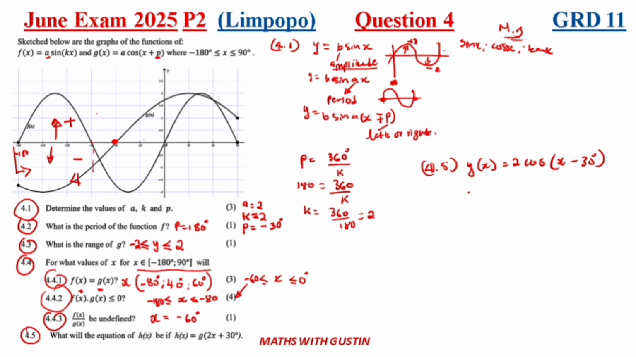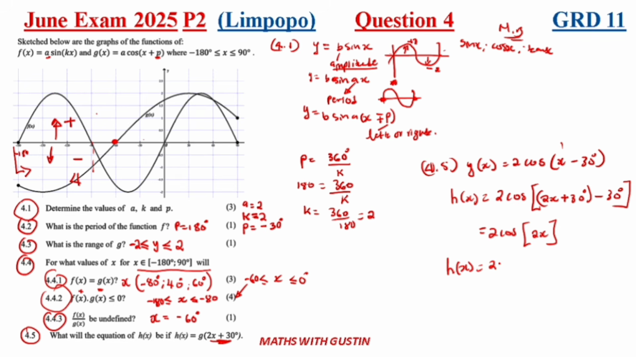So now they're saying h of x. So where there is x, we're going to put this. So it's going to be 2 cos. Where there is x, we put that. We're going to put 2x minus 2x plus 30. This is where there is x minus 30. Close bracket. Therefore 2x, and then 30 minus 30 is just going to be left with 2x. So therefore our new equation will have to be 2 cos 2x.